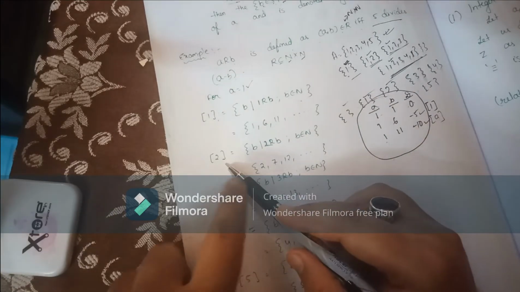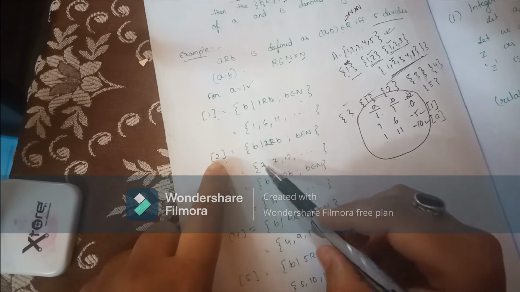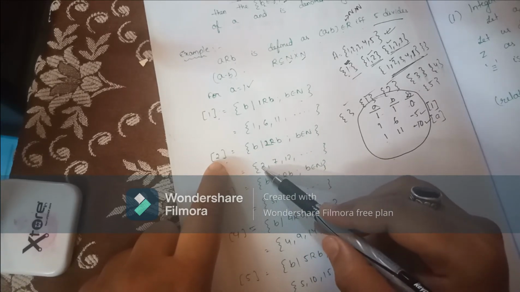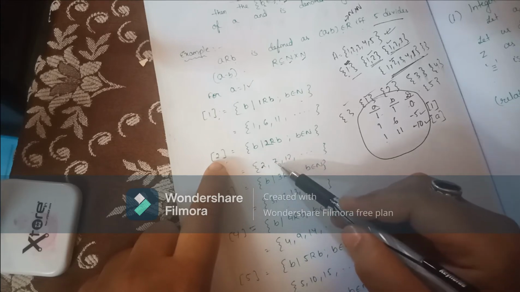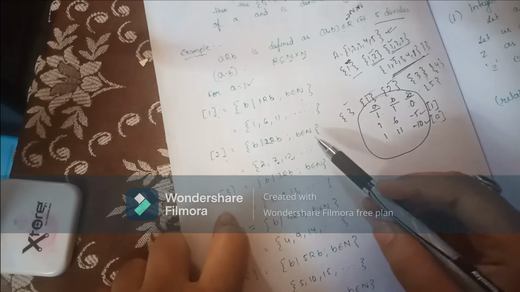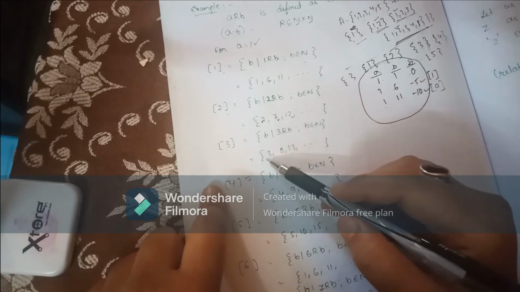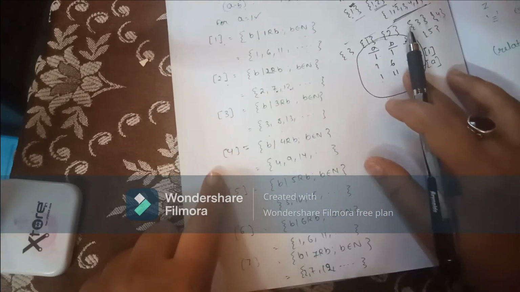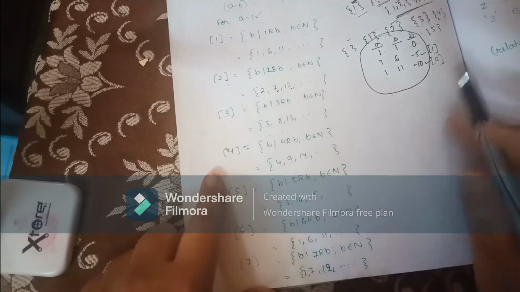Now the class of 2, look here, I will show you directly. The first element is 2, so 2 minus 2 is 0, and 0 is divisible by 5. 2 minus 7 is minus 5, divisible by 5. 2 minus 12 is minus 10, divisible by 5. Understood? Just like that. Class of 3: you can check 3 minus 3, 3 minus 8, 3 minus 13, like this up to infinity. Class of 4, class of 5.